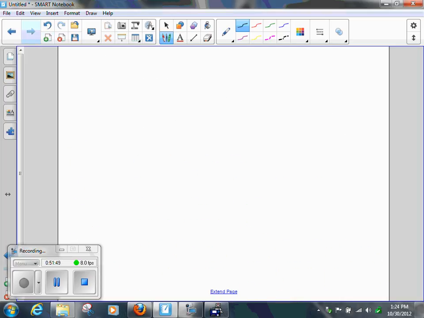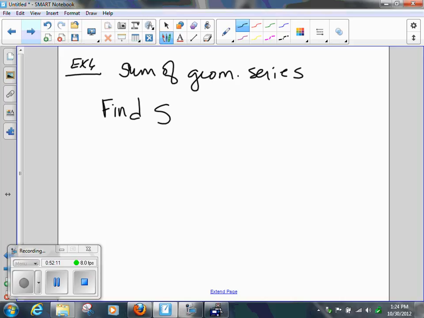Number 6. How about this? Sum of the geometric series. Find S sub 18 if the series is 2 plus 10 plus 50 plus 250. Do you use the same formula?